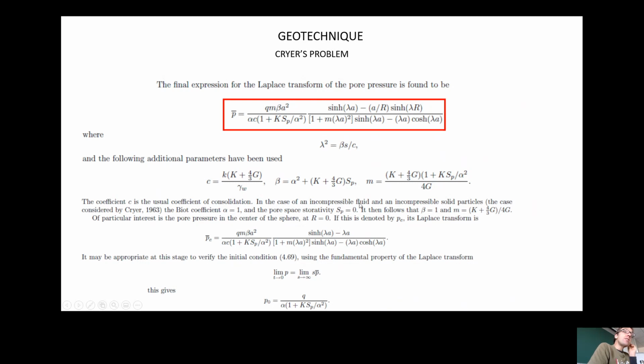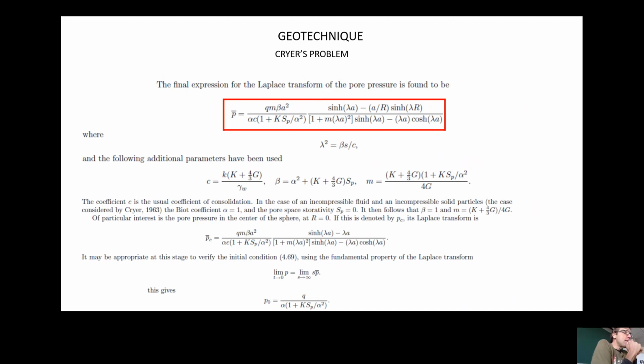In the case of an incompressible fluid and incompressible soil particles, for example, the one derived by Cryer in 1963, the Biot coefficient, as already said, is alpha equal to 1. The pore space storativity S_p is 0. So this part is 0 and this part is 0. So what does it mean? That beta is equal to 1 and M is this relationship. That is, of course, a particular case of a more generalized case.